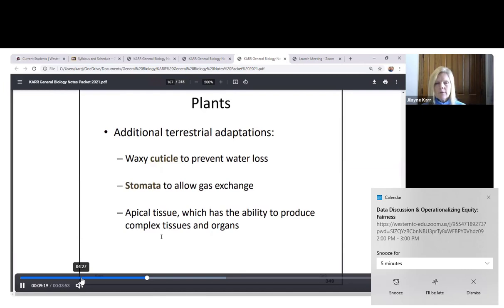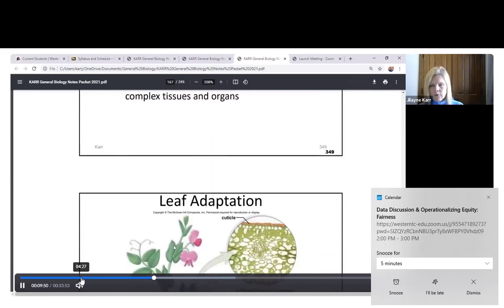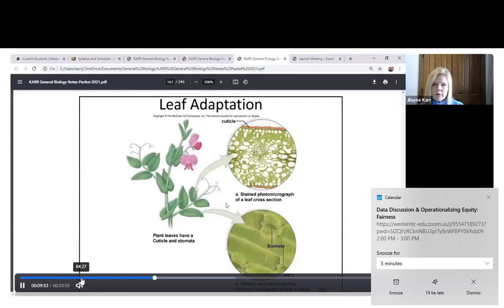So that waxy cuticle, like we said, prevents that water loss. There's also openings in the bottom surface of the leaf called stomata, and that allows air in to allow for that gas exchange. So carbon dioxide can enter the plant through the stomata and oxygen can leave the plant from the stomata. We'll talk more about that. And then there's special tissue called apical tissue that can undergo mitosis to allow growth and specialization within the root. We'll talk more about that. So again, if we look at a plant leaf, this is kind of a cross-section of that leaf.